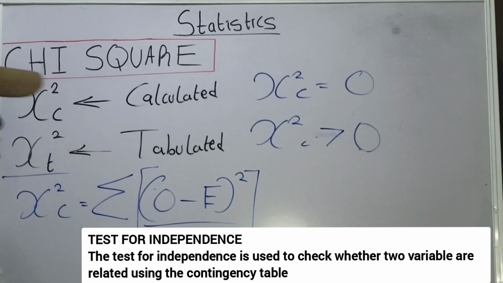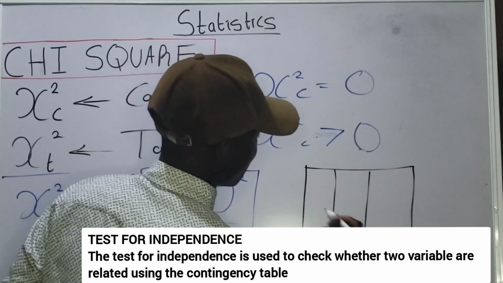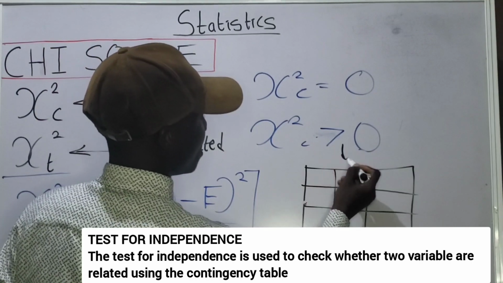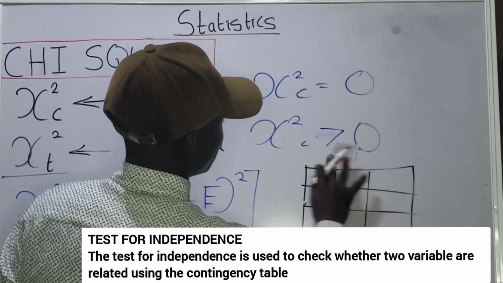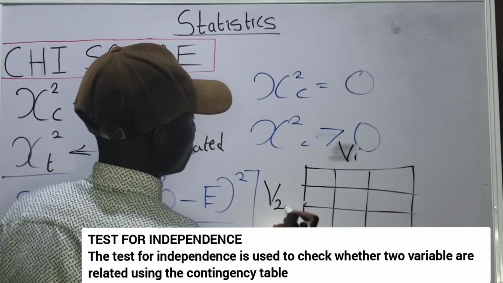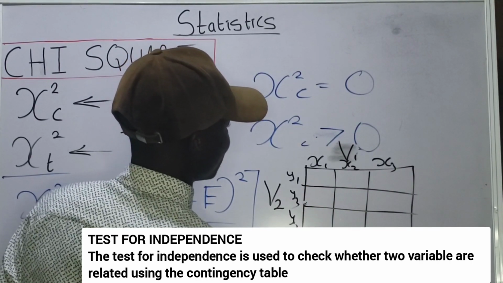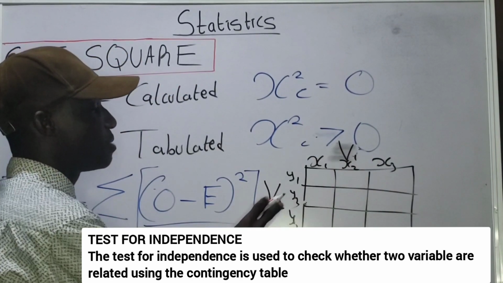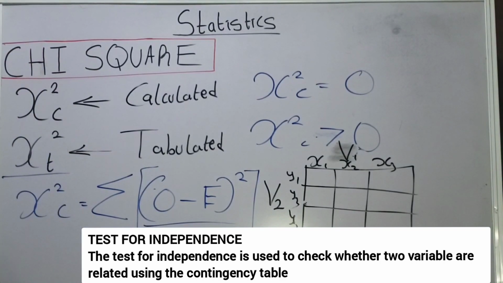I'm very sure you will have come across a table like this in chi-square. You will have one variable here, the first variable, the second variable, x1, x2, x3, y1, y2, y3. You may be asked whether variable 1 and variable 2 are related with respect to all these subsets. Don't worry, all you have to do is pay attention. So this is a typical representation of the contingency table.